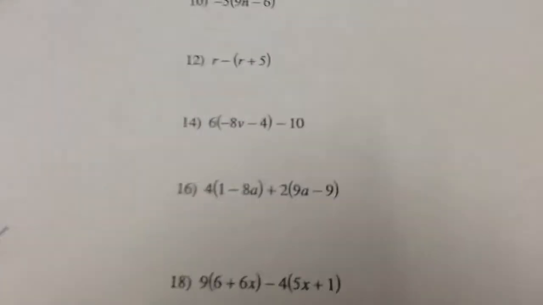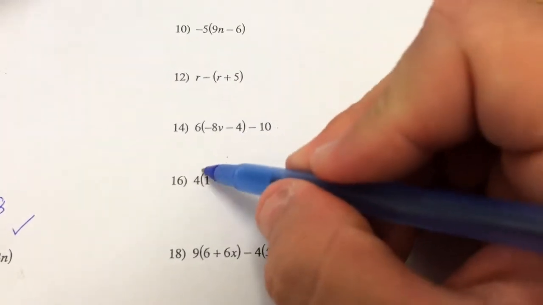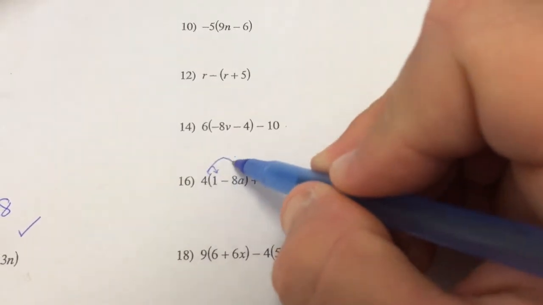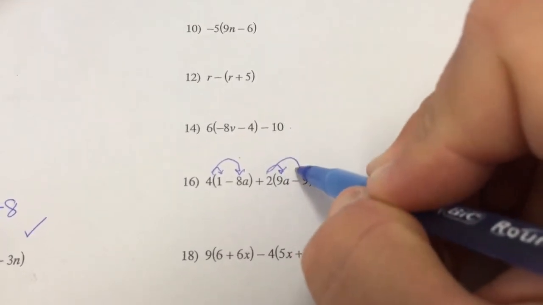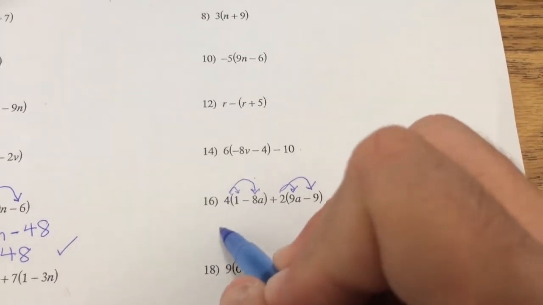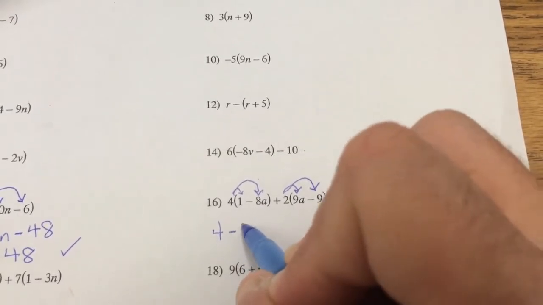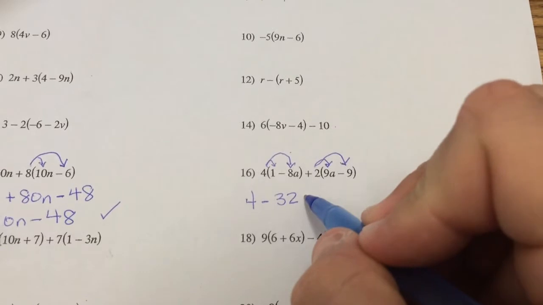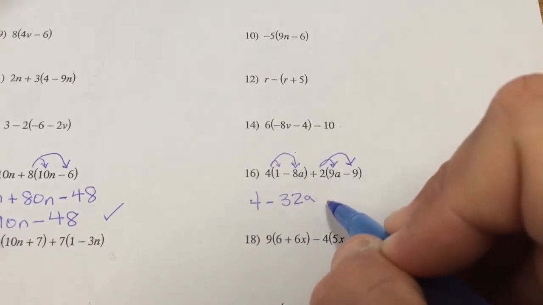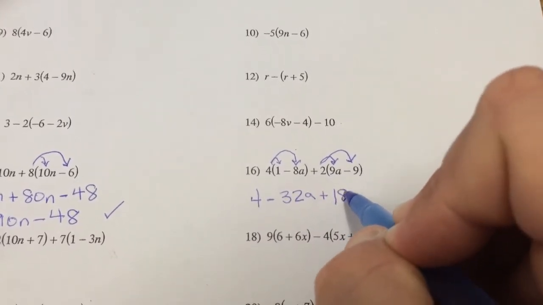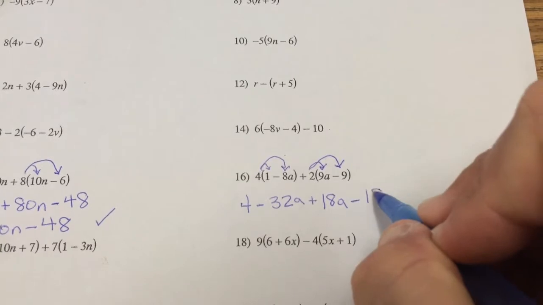Number 16. I have two cases where I need to distribute. I've got my 4, which is going to go into 1 and negative 8. And I've got my 2, which is going to go multiply times my 9a and my negative 9. So let's get started. 4 times 1, 4. 4 times a negative 8a will be a minus 32a. I've got ready now to do plus 2 times 9a, which is going to be plus 18a. And then I have a positive 2 times a negative 9, so it's going to be minus 18.